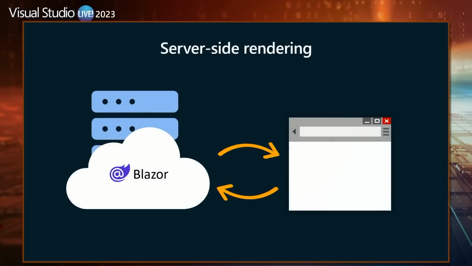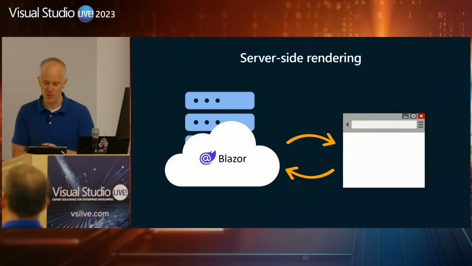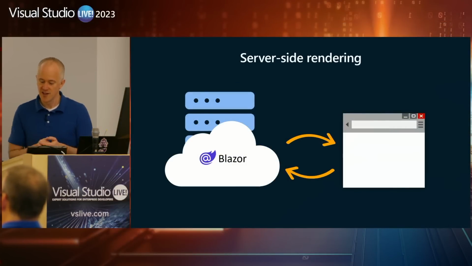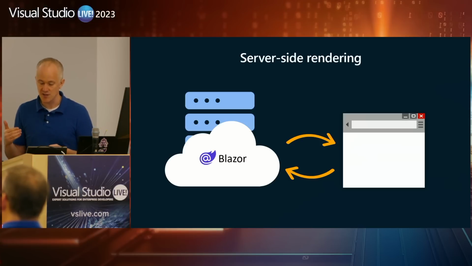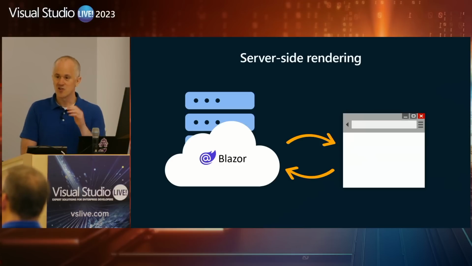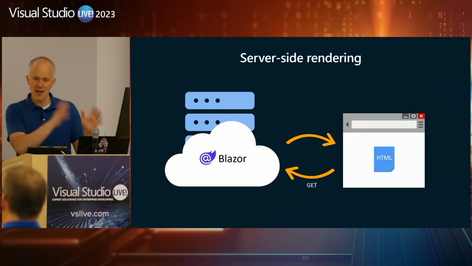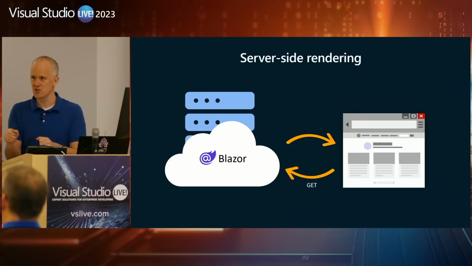Now I imagine most of you are probably already familiar with server-side rendering in one form or another, especially if you've used frameworks like Web Forms or MVC or Razor Pages. Server-side rendering means you're generating HTML from the server in response to a request. Server-side rendering with Blazor means that you're going to route the request to the right component on the server, and then that component will render HTML directly to the response.